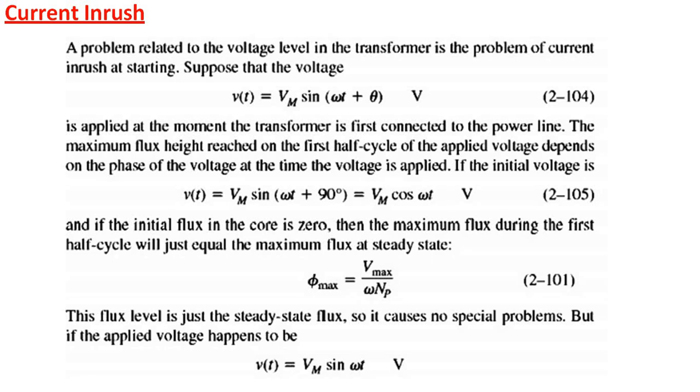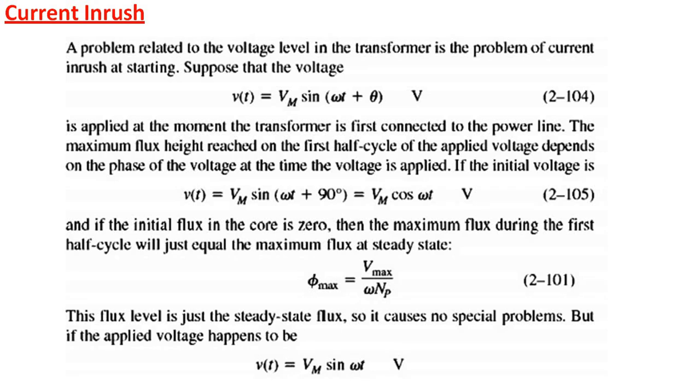Current inrush. A problem related to the voltage level of a transformer is the current inrush on starting. Suppose that v(t) = Vm sin(ωt + θV) is applied at the moment the transformer is first connected to the power line. The maximum flux reached during the first cycle of the applied voltage depends on the phase of the voltage at the time the voltage is applied.